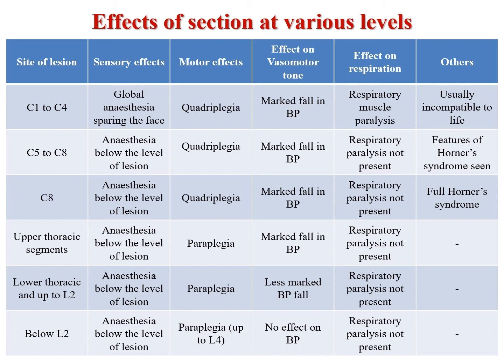Thereafter, if the lesion is below C4, then the anesthesia will be only below the level of the lesion. It won't be global. So whatever be the level of the lesion, the anesthesia will be from below the level of the lesion. As for motor effects, I have already discussed it. If the transection is between the first 8 cervical segments, there will be quadriplegia, while below it, from the thoracic segments downwards, there will be paraplegia up to the level of the 4th lumbar.